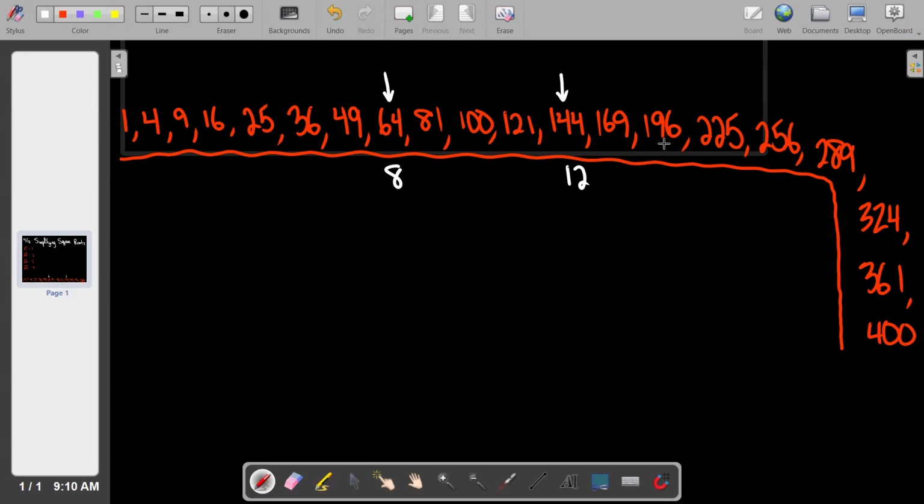196. 14. Way to go. 16. 361. Nice. 256. 16. 289. 100. 36. 6. 225. 6. 4.